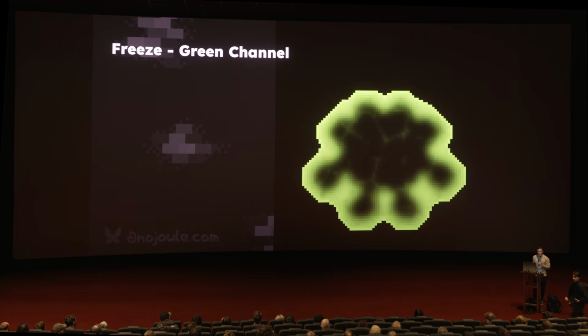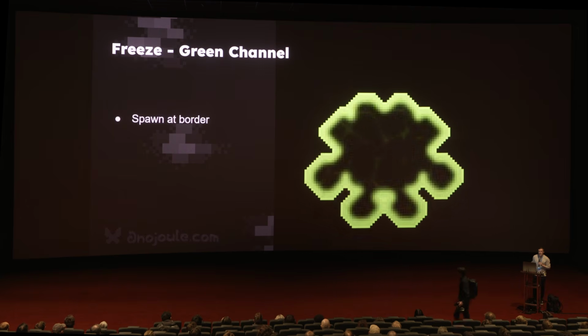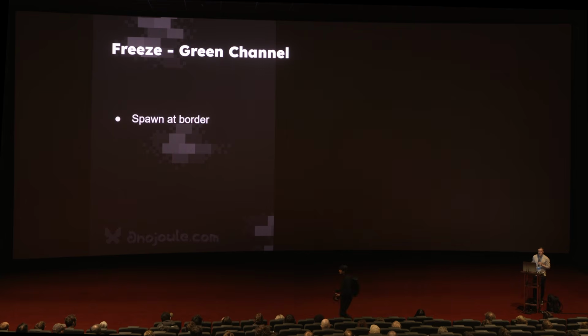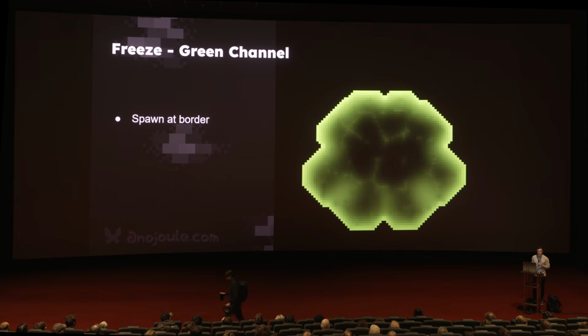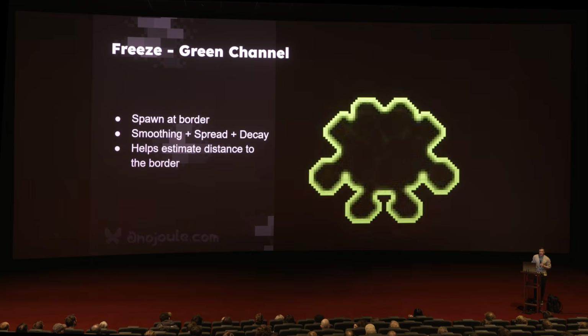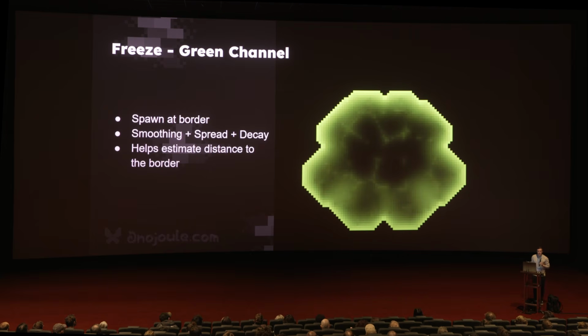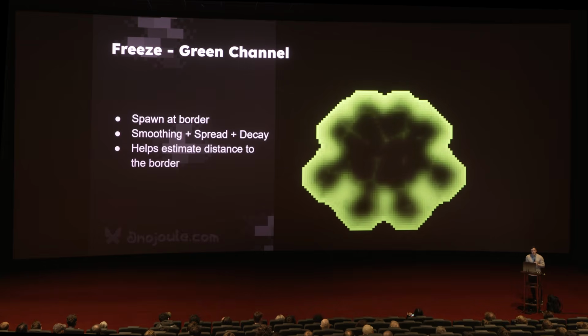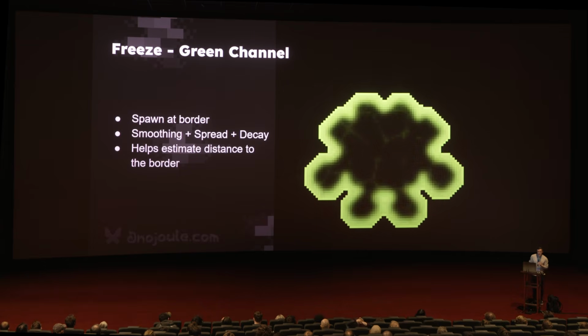This is basically a measurement for the distance inside the shape to the border. And yeah, the green color spawns at the border and iteratively gets smoothed and spread inward, and it decays a little bit. And yeah, this helps us estimate. So it's not a perfect measurement, but this is for the visual, not for physics calculations. So we can get away with not having it as precise.